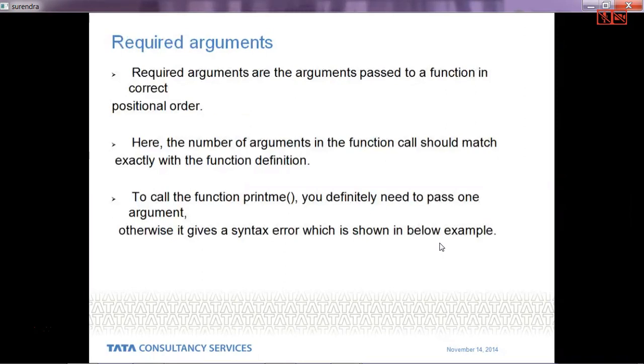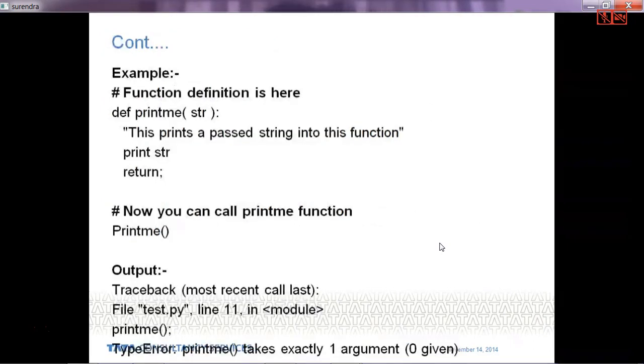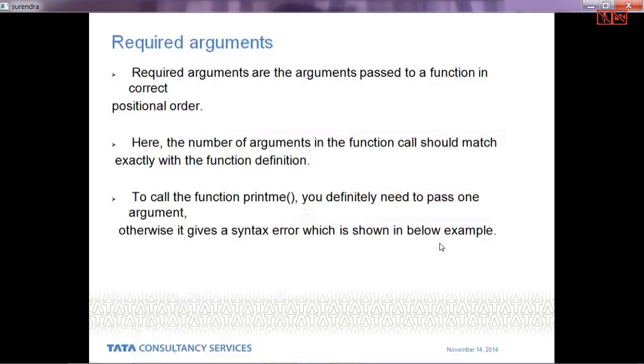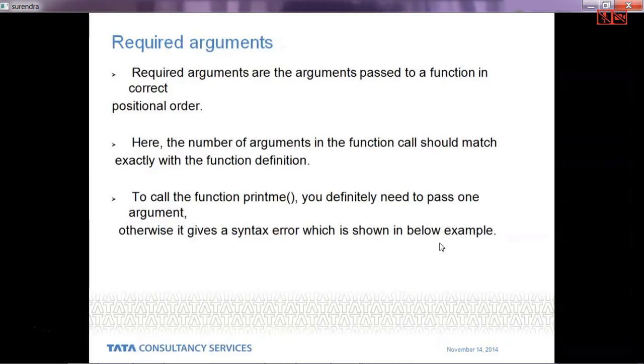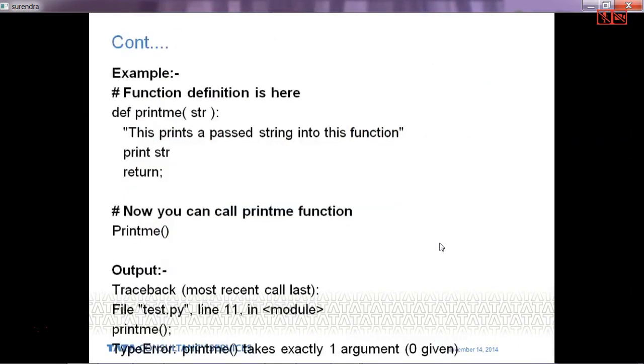To call the function printme, you definitely need to pass 1 argument, otherwise it gives a syntax error, which is shown in the below example. We'll see one of the examples over here. In this particular example, we are discussing required arguments. Required arguments are arguments passed to a function in the correct positional order. If you see this particular example, then we'll get to know.